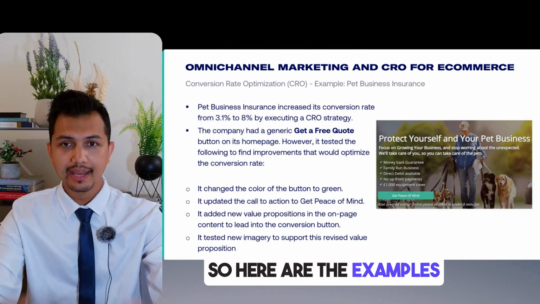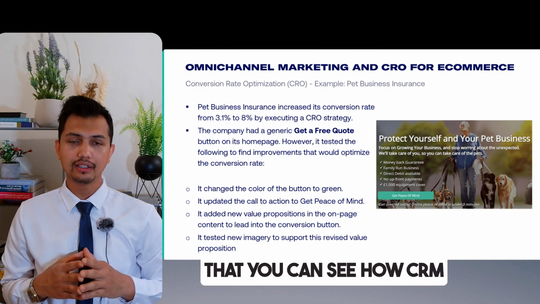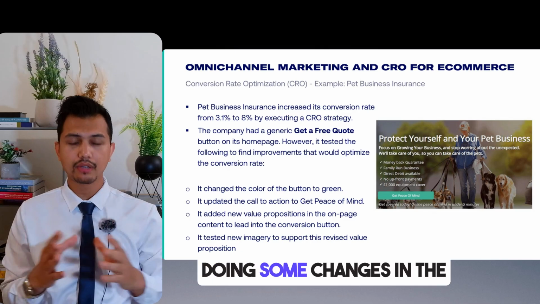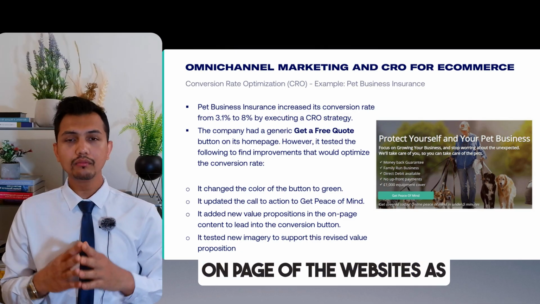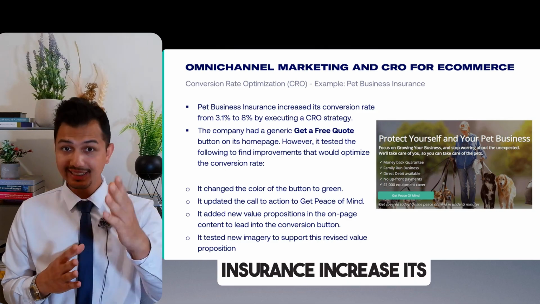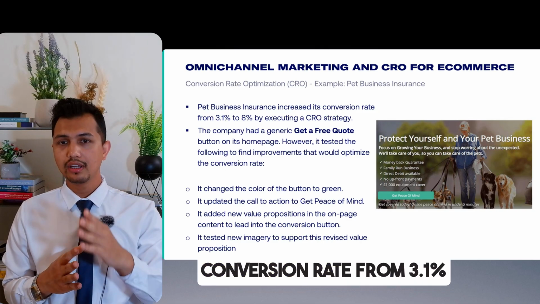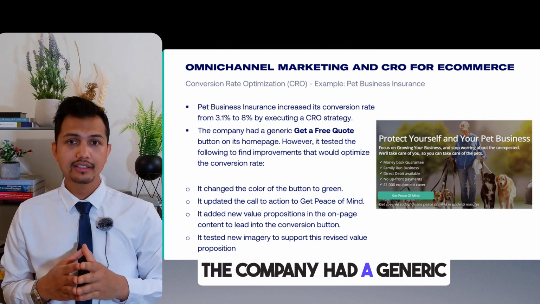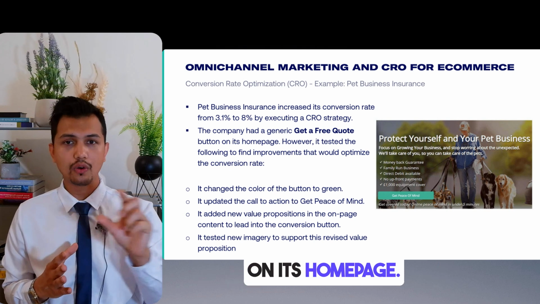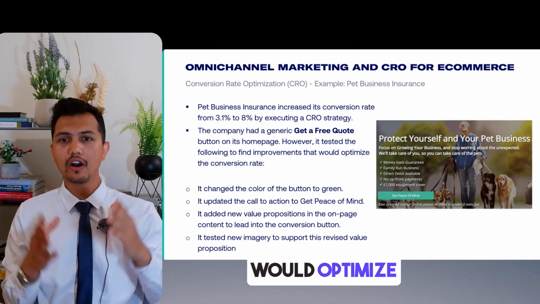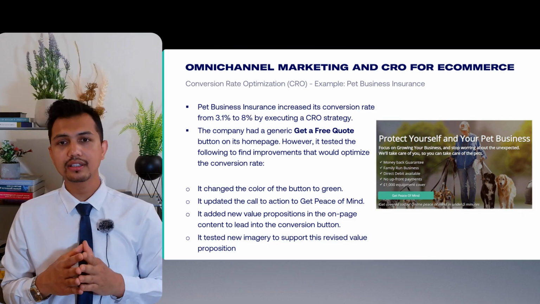So here are the examples that show how conversion rate optimization is done by making some changes in the on-page content of websites. As you can see, Paid Business Insurance increased its conversion rate from 3.1% to 8% by executing a CRO strategy. The company had a generic "Get a free quote" button on its homepage. However, it tested the following to find improvements that would optimize the conversion rate.